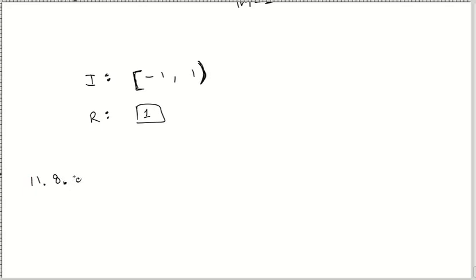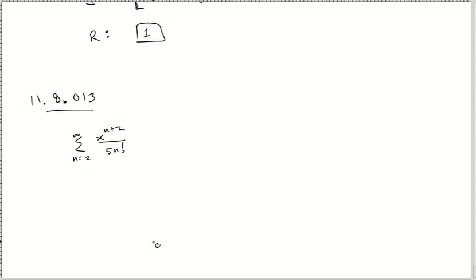Next, 11.8.013. So summation, this one actually says n equals 2, so it's a little different. Infinity, x to the n plus 2, and then I got 5n factorial. And I'm wondering, does it converge, diverge, and all that kind of stuff? What's the radius of convergence and stuff like that?